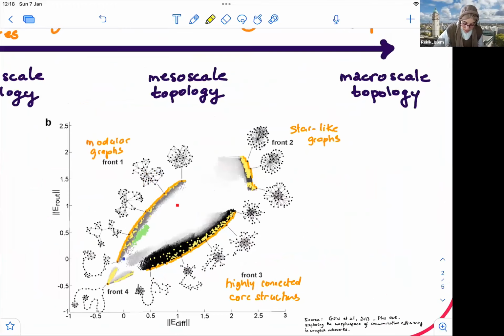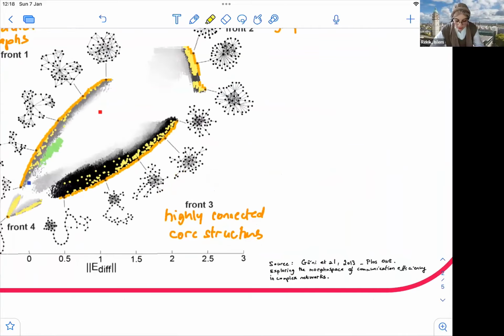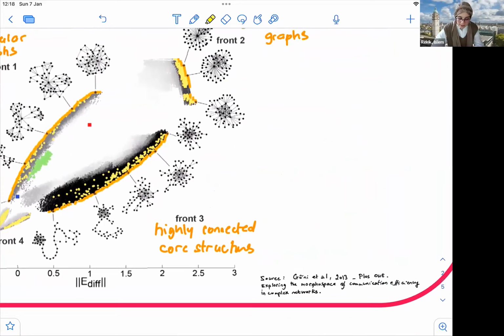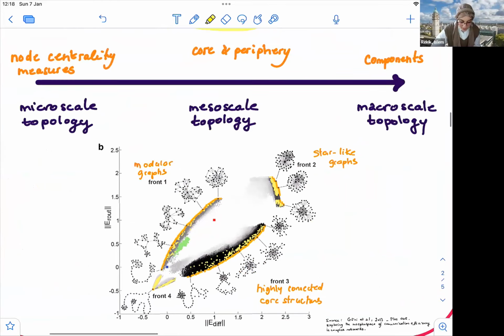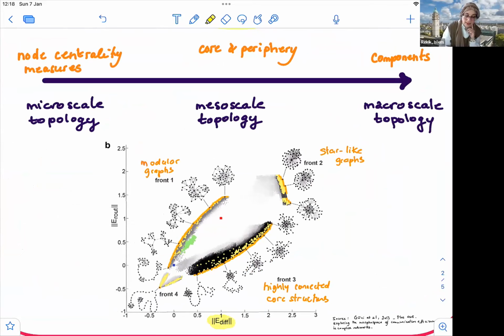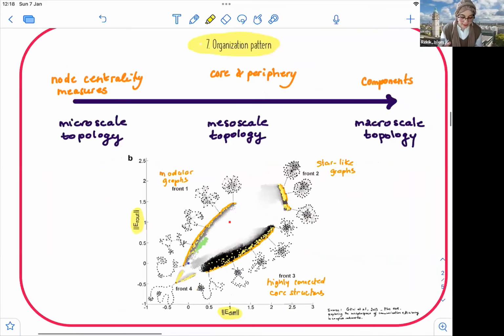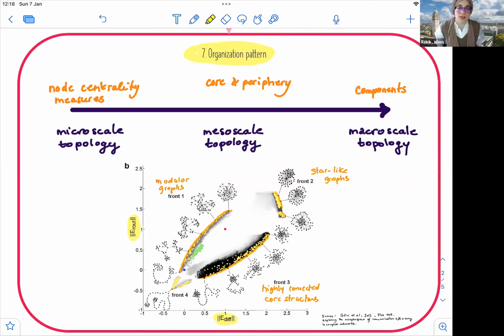So for example, in this paper published in 2013 in PLOS ONE, exploring the morphospace of communication efficiency in complex networks, the x-axis denotes the efficiency of diffusing a signal along a graph, and this is the routing efficiency. There's also another lecture in the graph theory course where I covered in detail how we calculate the diffusion efficiency and the routing efficiency of a graph. But the key idea I want to share here is that these graphs have different shapes.